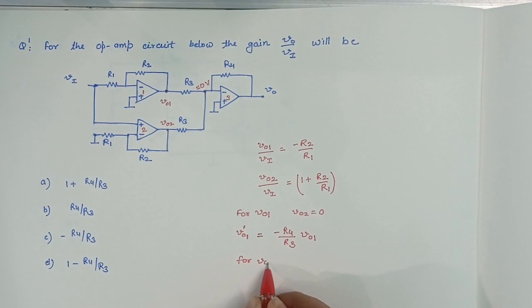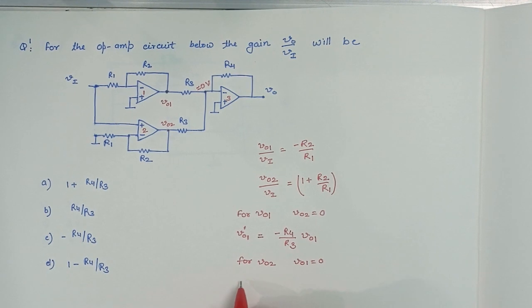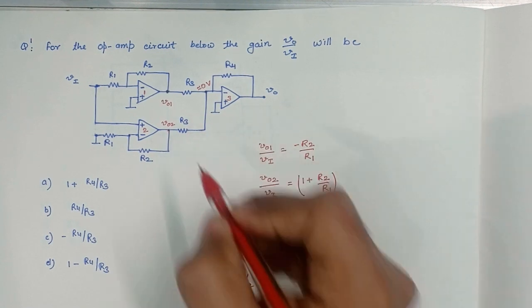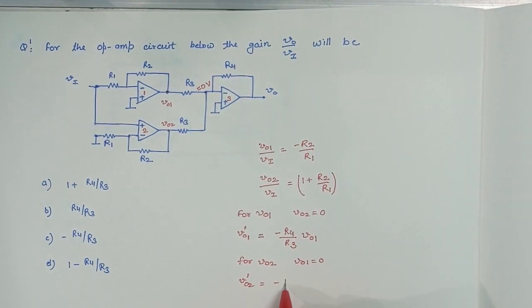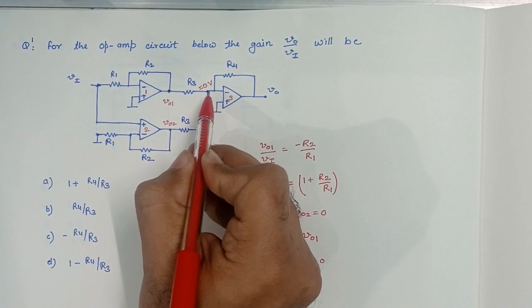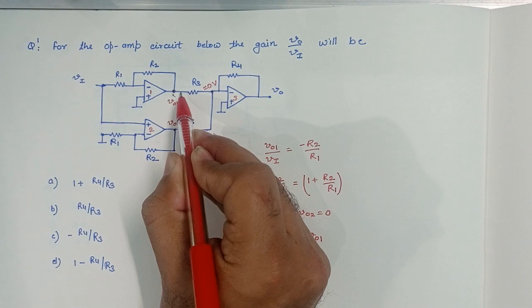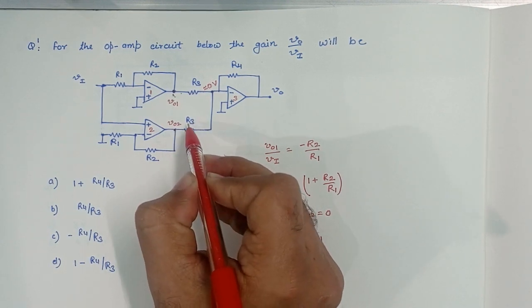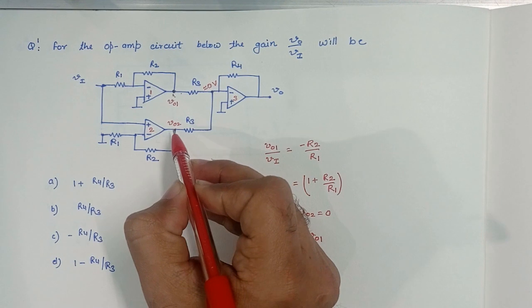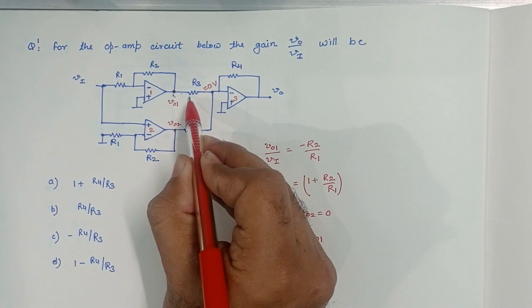For V02, by assuming V01 is equal to 0, the output voltage due to V02 will be equal to minus R4 by R3 times V02, because here is the virtual ground. So consider this as an active voltage and this as a 0 voltage. This branch will be eliminated.